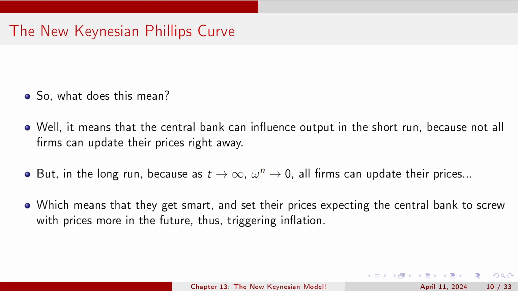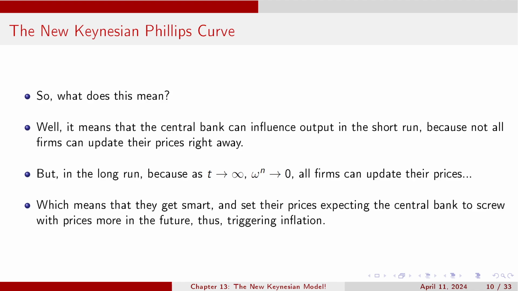So firms will set their prices above where they would have otherwise. Well, as prices increase, you have inflation. And if firms are expecting prices to be above where they were before, they're going to set prices above where they were planning on before. And thus, you're going to have an increase in expected inflation. So not only are you triggering actual inflation, you're also triggering an increase in expected inflation.